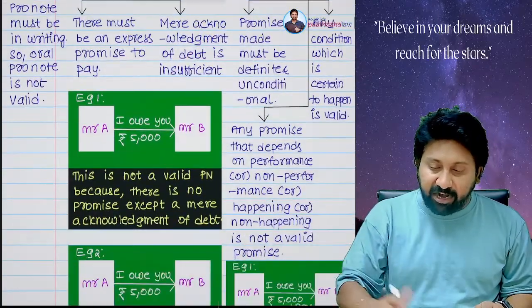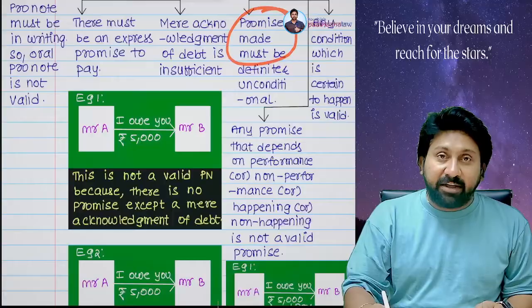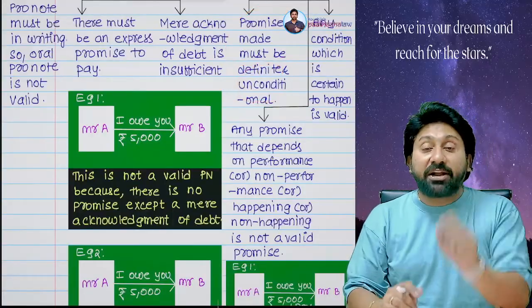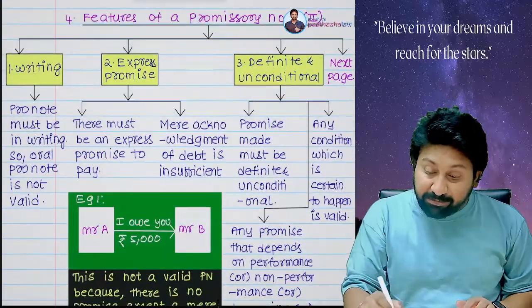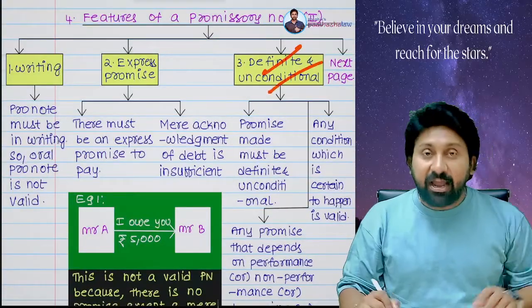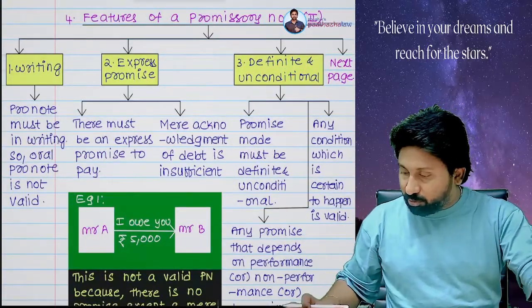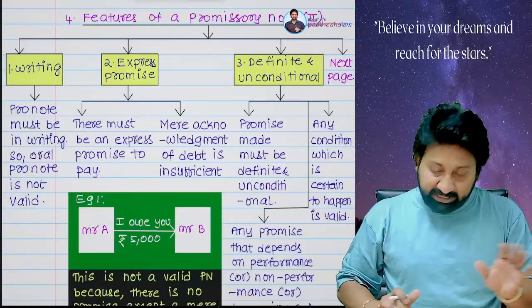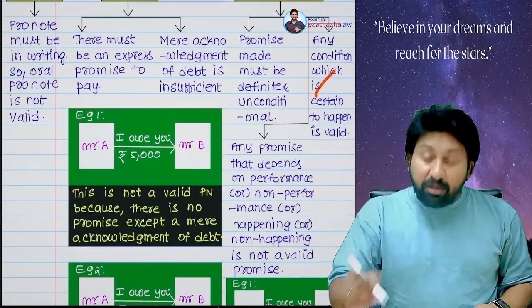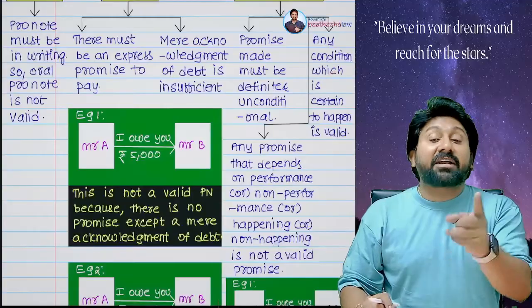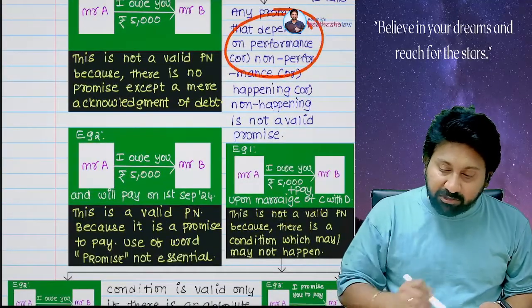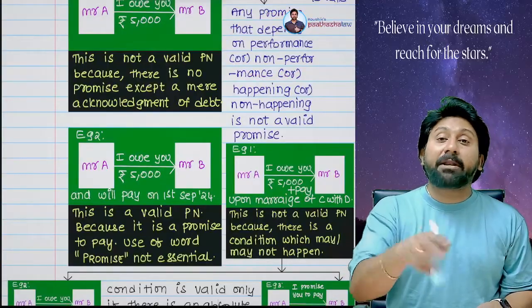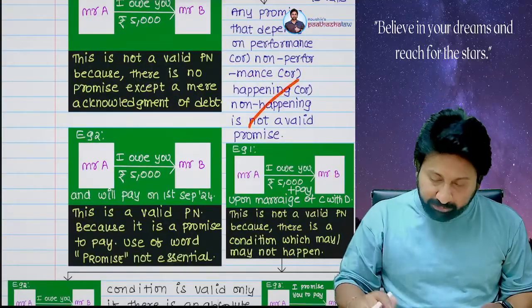Next one, definite and unconditional. Okay, promise must be definite and unconditional. You should not put a condition on that. I will pay you on that day. If this happens on that day, it becomes conditional. So it should be definite and unconditional. Everyone understood the point up to here? Yeah. Next, after that. So condition can be attached when that condition will certainly happen, like death. Okay. Any promise that depends on performance or non-performance, happening or non-happening, is not a valid promissory note.